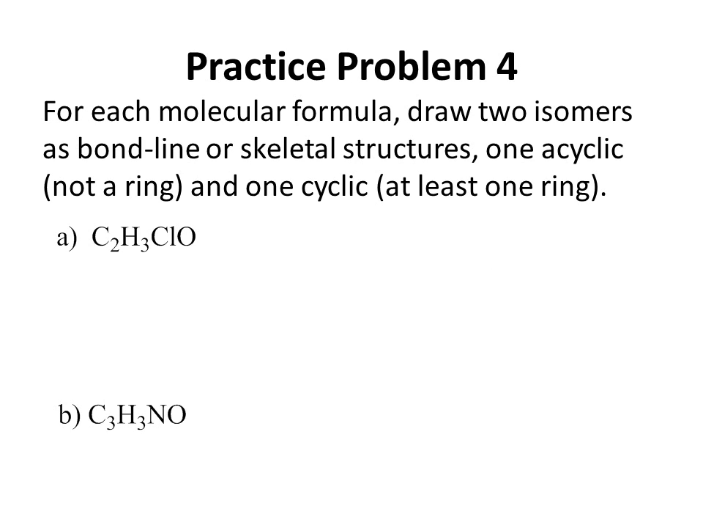Practice problem 4. For each molecular formula, draw 2 isomers as bond line or skeletal structures, 1 acyclic, which is not a ring, and 1 cyclic, at least 1 ring. Don't forget, you should figure out the degrees of unsaturation using the DOU formula and put in the pi bonds and/or rings first before you figure out the rest of the structure. Okay, because the rest of the structure is going to be simply single bonds.